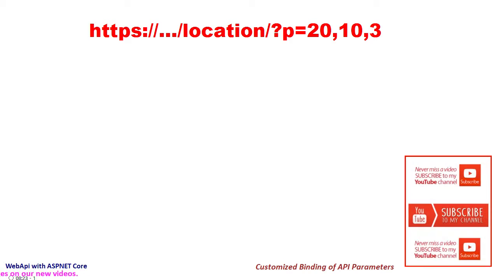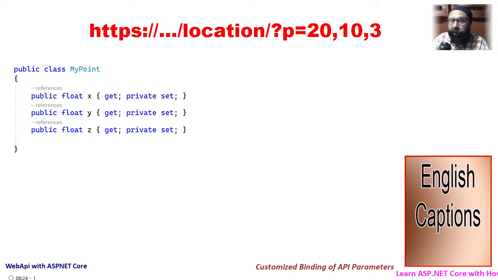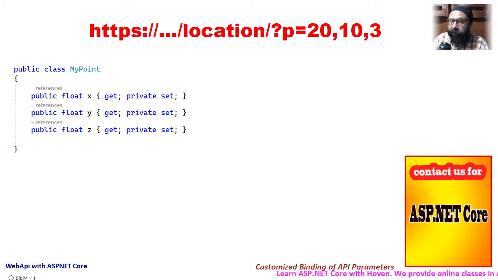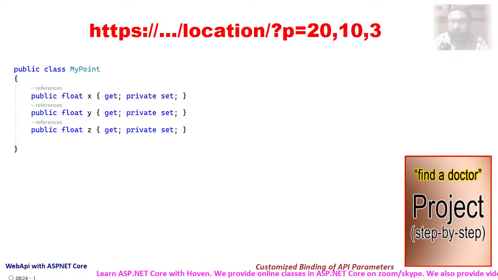So we have the above string and it has to be parsed and stored in a class called myPoint. This class has three members to hold the three coordinates x, y, and z. The question is, where should the code for parsing the query string be written?